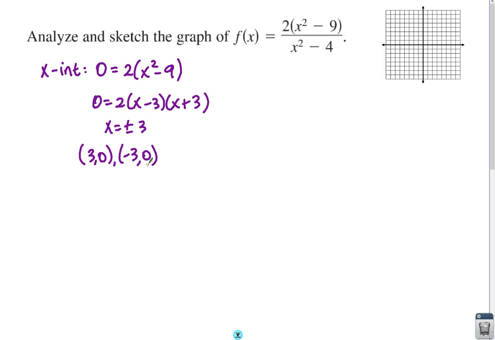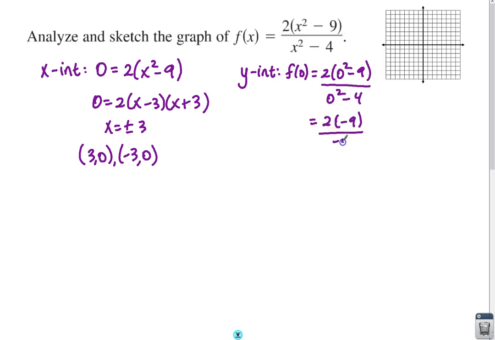I'm going to plot all of this at the very end, I think. I don't know, we'll see how I feel as I go along. Okay, y-intercept. My y-intercept is where my x value is equal to 0. So essentially I want to find what is f of 0. So that's going to be 2 times 0 squared minus 9 over 0 squared minus 4. So that's going to be 2 times negative 9 over negative 4. So what is that? Negative 18 over negative 4, so positive 9/2. Okay, so my y-intercept is going to be at the point (0, 9/2).